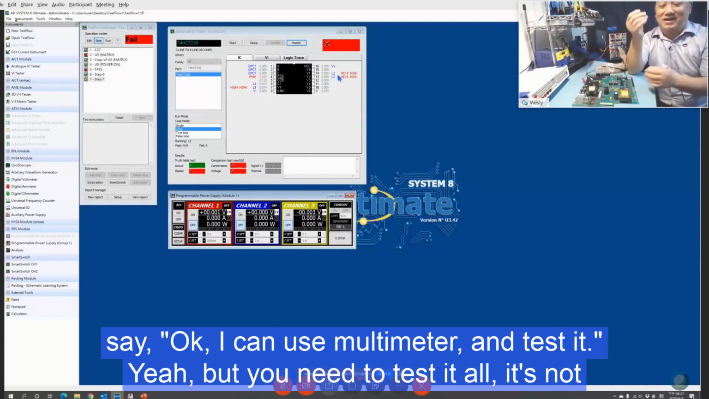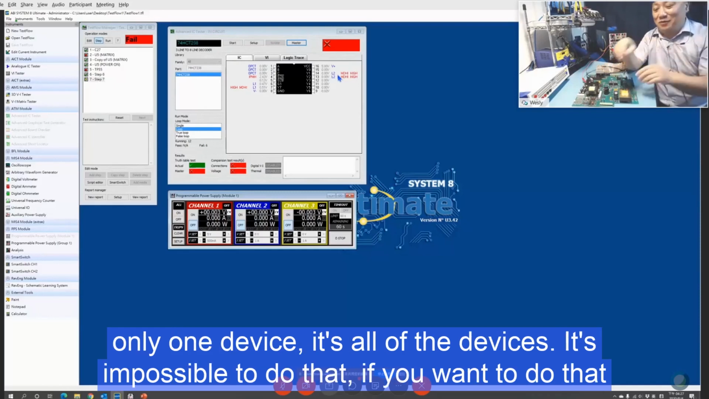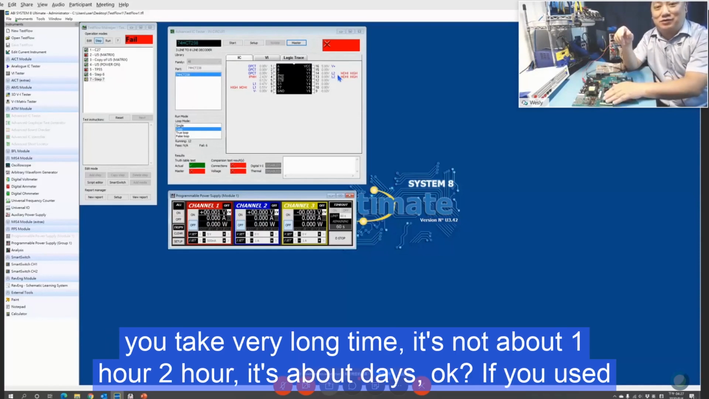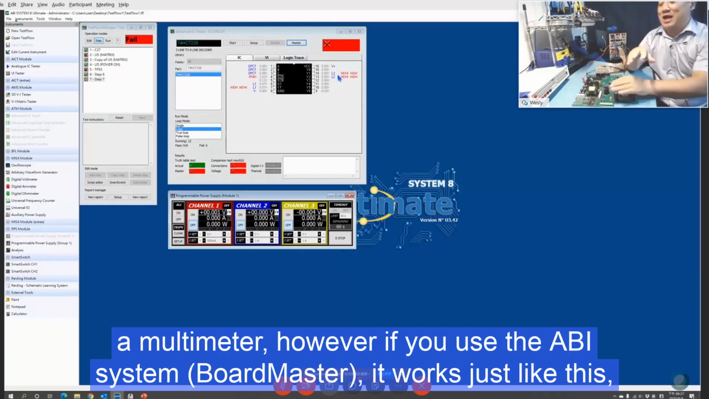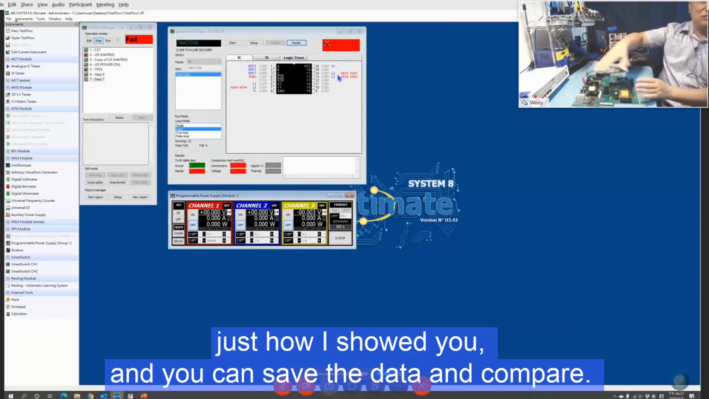Yes, you can say, okay, I can use a multimeter and test it. Yeah, you need to test it all. It's not only one device, it's all our devices. It's impossible to do that. If you want to do that, it will take a very long time. It's not about 1 hour or 2 hours, it's about days if you use a multimeter. However, if you use the ABI system, just like I just showed you, you can save the data and compare.